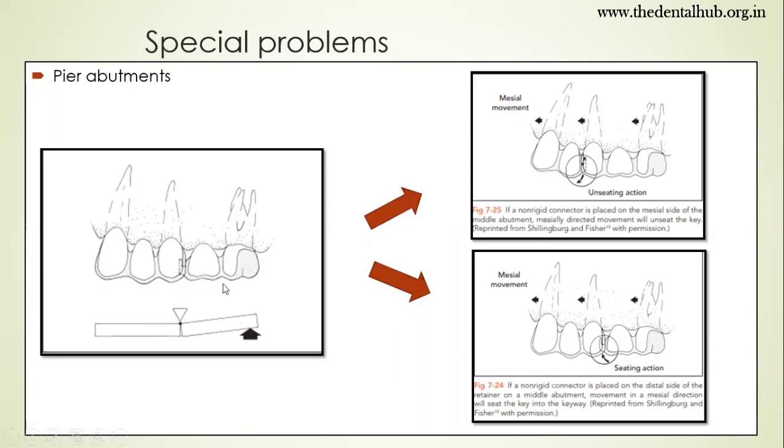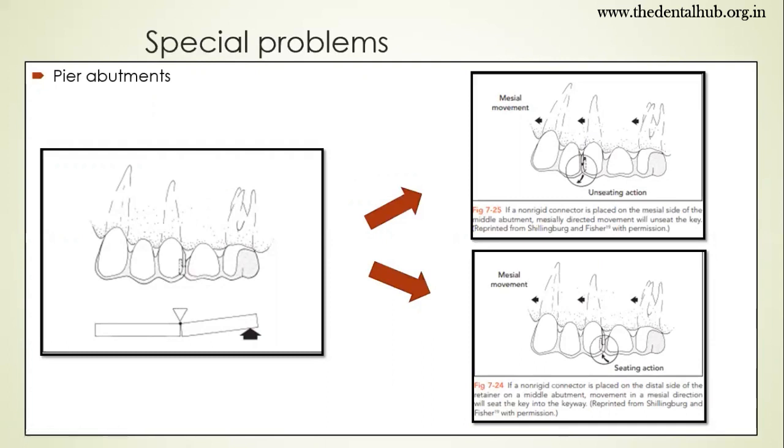And then most commonly a T-shaped key is attached to the pontic. So this dotted line is the T-shaped key which is attached to the pontic, and a dovetail shaped keyway is attached to the retainer to receive this key.